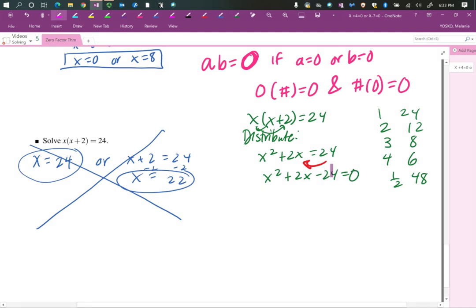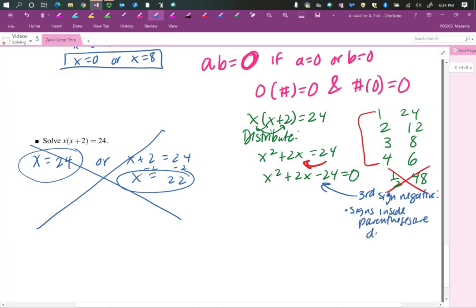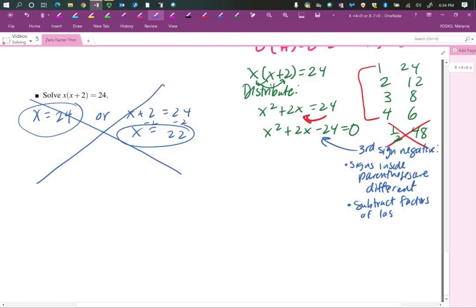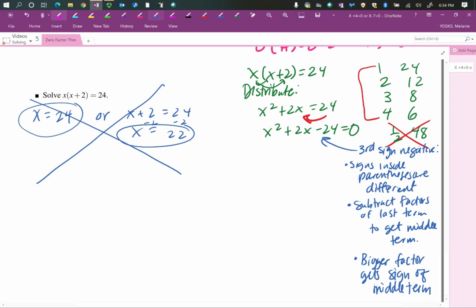So we're looking for all the factors of 24. We've written them all out here. I'm going to look at integer factors, so I'm not going to worry about that one. All of the integer factors, natural number factors of 24. I'm going to find one that when I subtract, I get a positive 2. Remember, third sign negative, it tells us signs inside the parentheses are going to be different. And we're going to subtract the factors of the last term, in this case, to get the middle term, okay? And then the bigger factor gets the sign of the middle term, okay? So signs inside the parentheses, when we actually get our final answer, are going to be different.